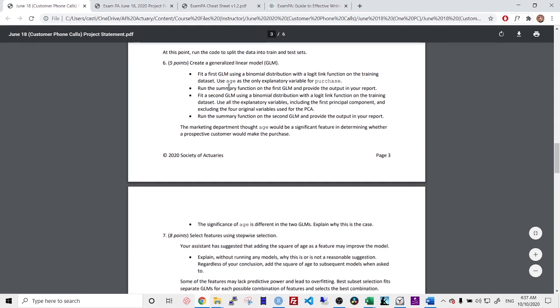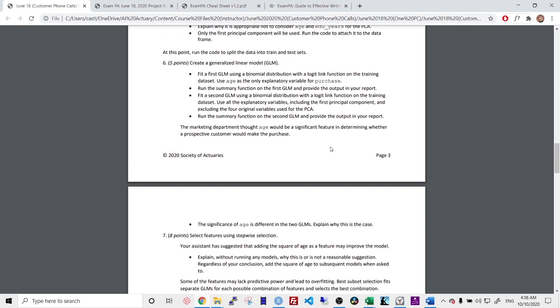statement doesn't specifically tell you to look at the AUC. They say fit a GLM and run the summary function and provide the output in your report. But they don't tell you to look at the AUC or the performance. Instead, what they say is the significance is different in the two GLMs. Explain why this is the case.